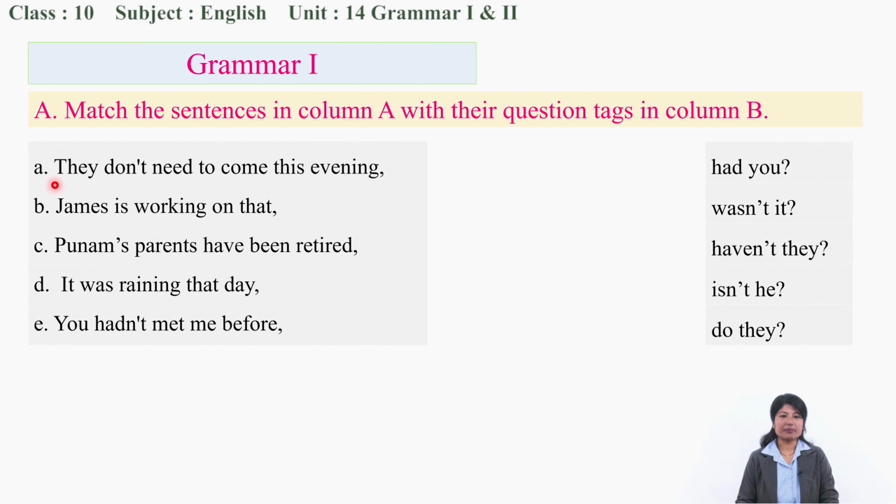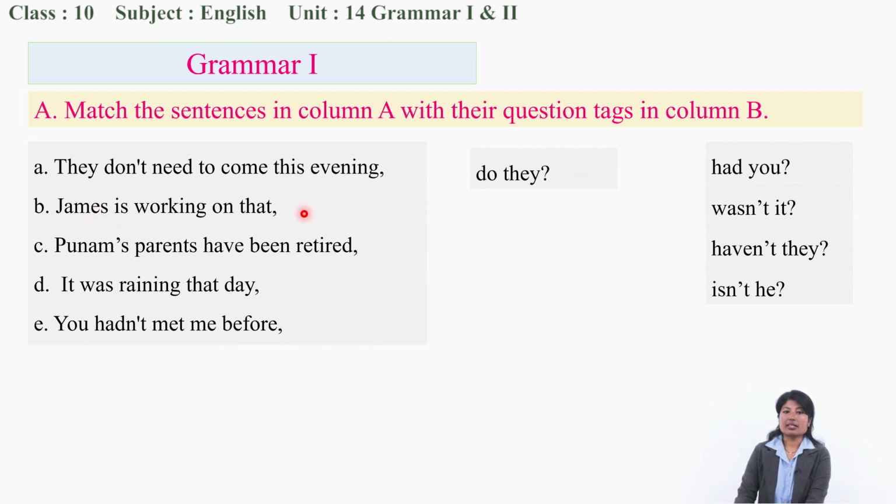Okay, five options. A. They don't need to come this evening. So what is the right answer? Or let's say, what is the right question tag for this statement? The options are: had you, wasn't it, haven't they, isn't he, do they. What do you think the right one is? Yes, do they? They don't need to come this evening, do they?